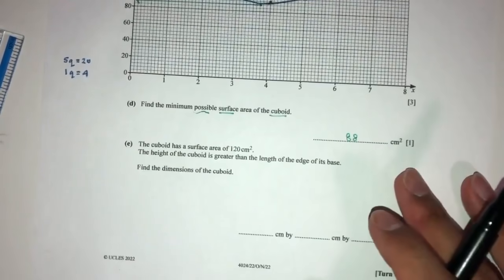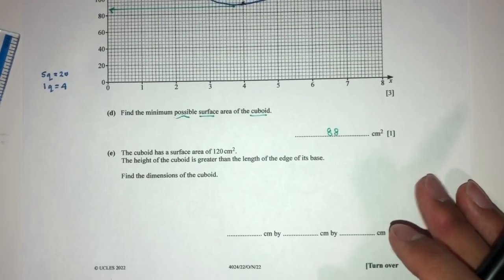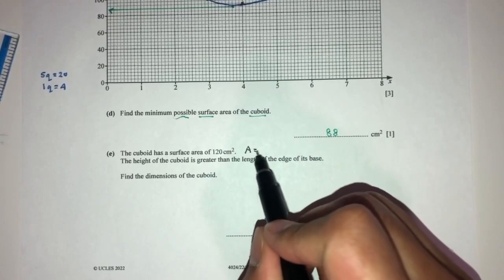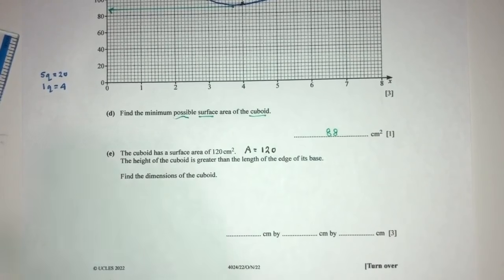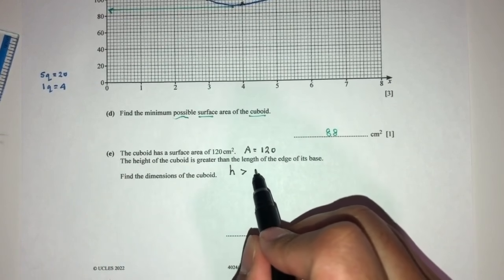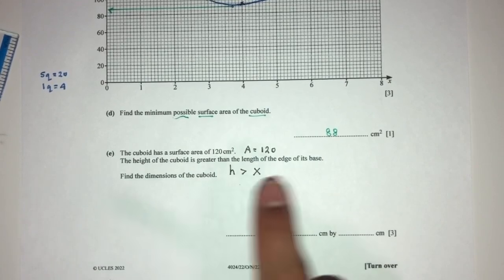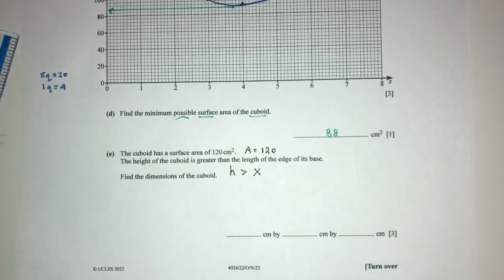Now moving on, for part E of your question, the cuboid has surface area 120, where A is equal to 120. Now, the height of the cuboid is more than the length of the edge. So that is something we have to know here to solve the question. Now we have to find the dimensions, one by one.